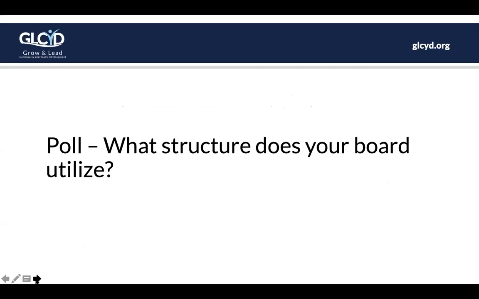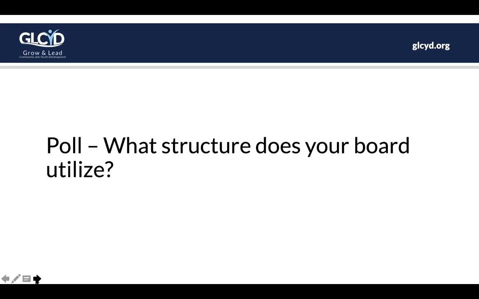So, another poll. Where's your board at? What structure do you see your board utilizing? People are responding quickly. There'll just be a couple more seconds here and we should be ready to go. I'll count us down. About 5, 4, 3, 2, and 1.